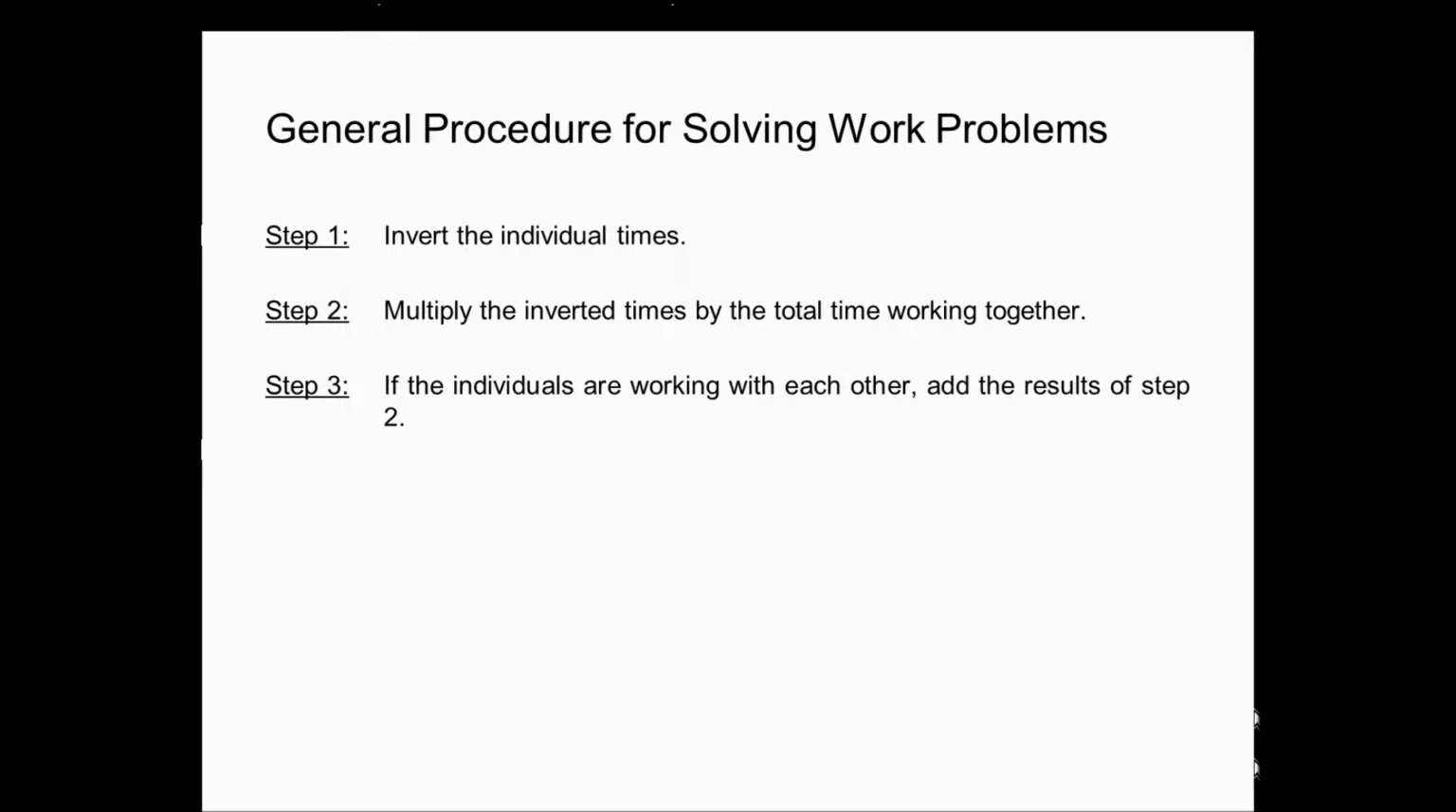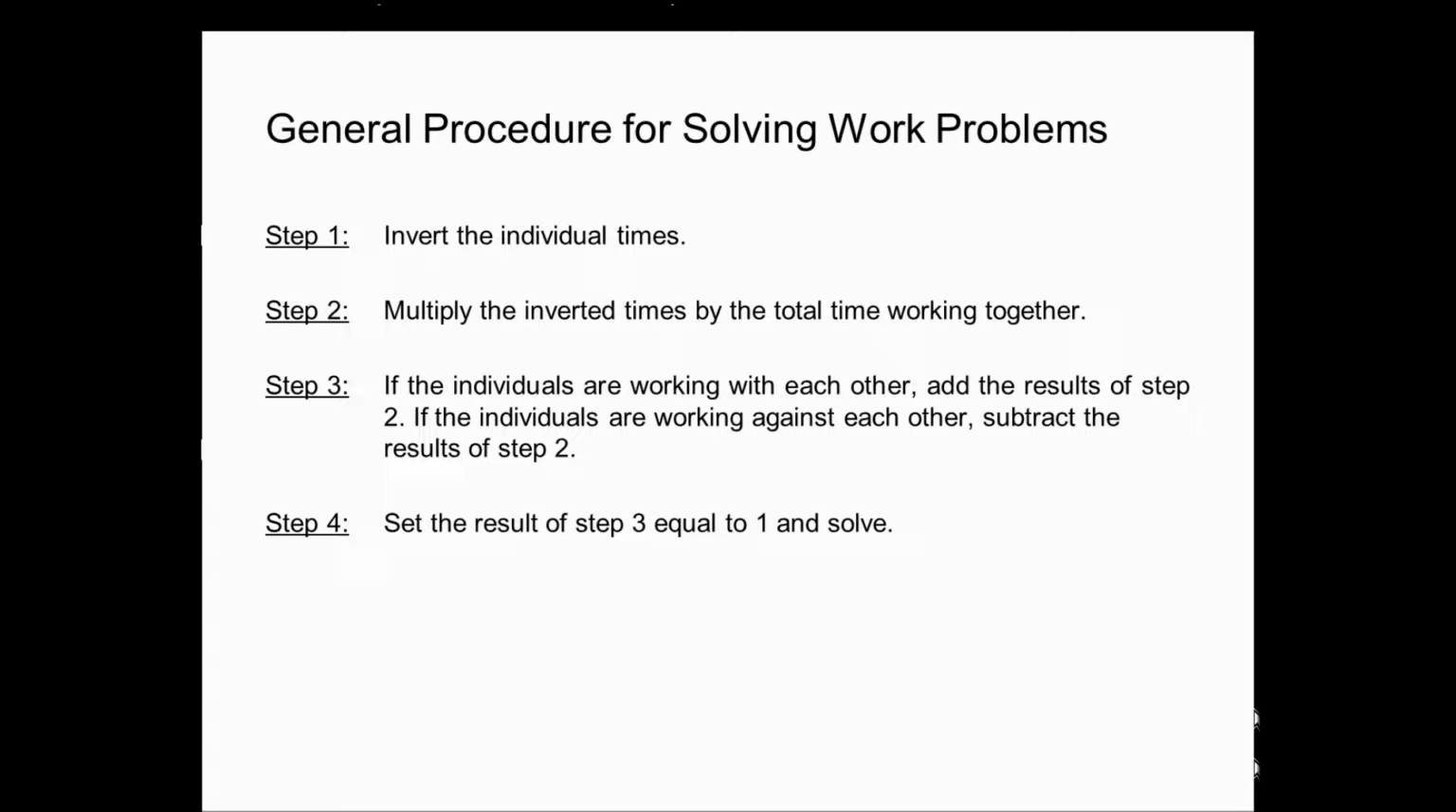Step 3, if the individuals are working together, add the result of step 2. In this case, they're both trying to accomplish the same task. If the individuals are working against each other, subtract the result of step 2. The classic example of two things working against each other is filling and draining a sink at the same time. Step 4, set the result of step 3 equal to 1 and solve. Remember, the 1 stands for one completed task.